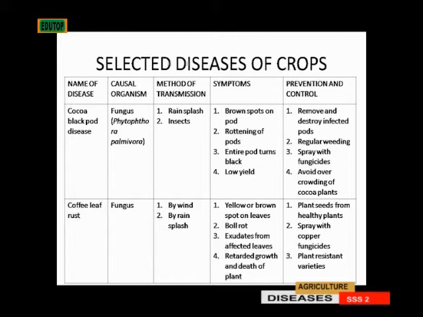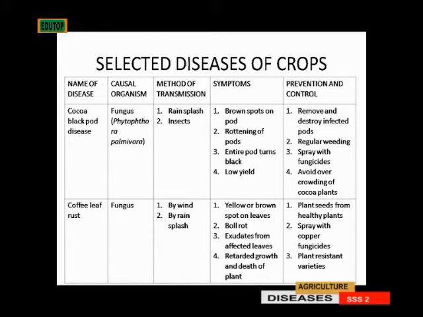How do you prevent black pod disease of cocoa? You remove and destroy infected pods. Now, when rain comes on it, it will spread it. So to prevent that, just remove every infected pod and destroy them. Make sure you do regular weeding, then spray with fungicide. Avoid overcrowding of cocoa plants. You know, when there is overcrowding, disease on one will spread to the others quickly.